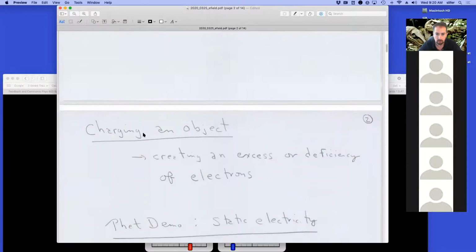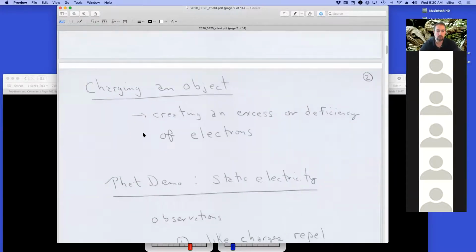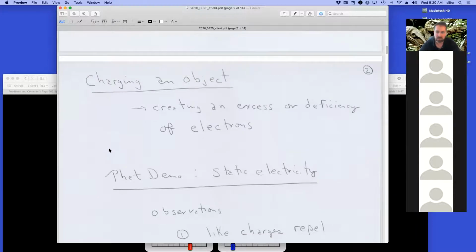So what I want to talk about now is charging an object. We talked about how, in the world around us, my hands, this desktop, the velociraptors behind me are net neutral objects. They don't have any net positive or negative charge. They're charge balanced.